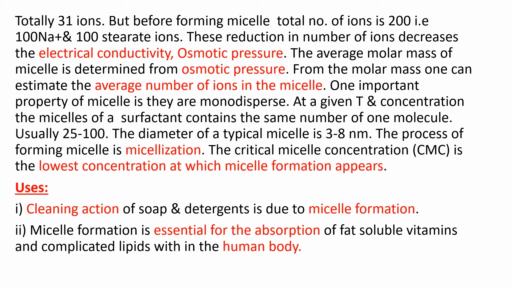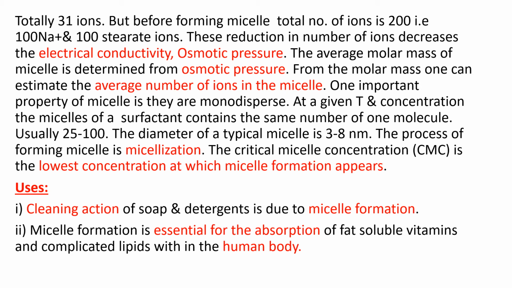Due to micellar formation, there is a reduction in the number of ions, and that is already told. Due to the reduction of number of ions, electrical conductivity and osmotic pressure are decreased. Now the average molar mass of micelle is determined from osmotic pressure. From the molar mass, one can estimate the average number of ions in the micelle knowing the mass of the ion. So one important property of micelle is they are monodisperse.